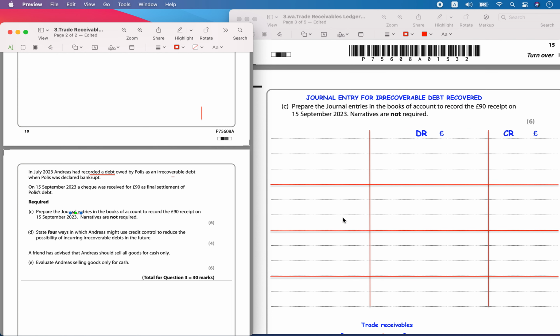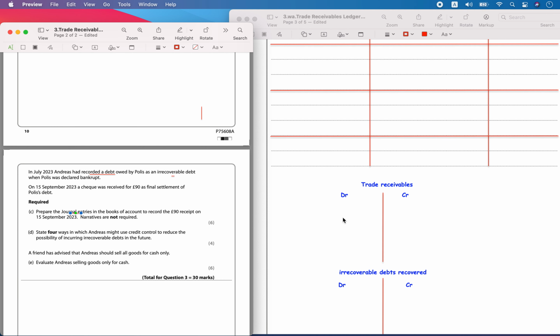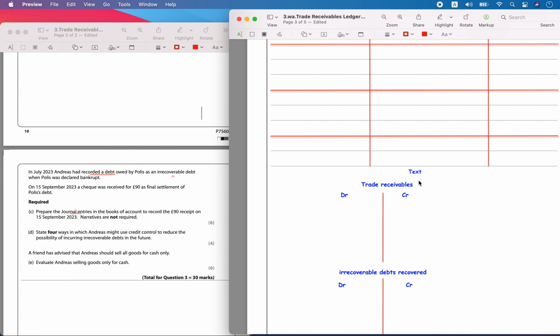Now, for this you have to understand how this happens. Usually whenever there is an irrecoverable debt recovered, it's going to come through the bank. It was £90. Now this is going to be transferred to the irrecoverable debt recovered account. So it's called the irrecoverable debt recovered account.